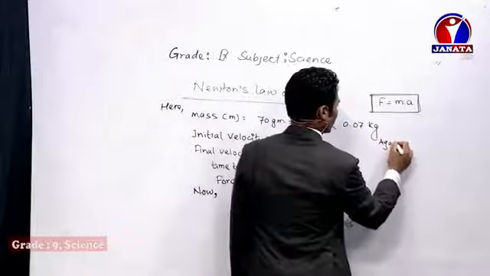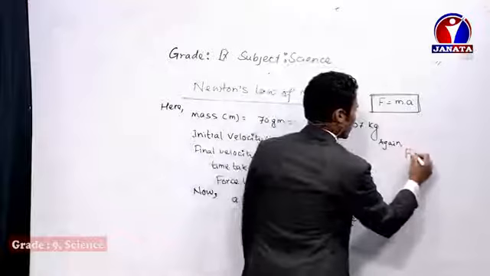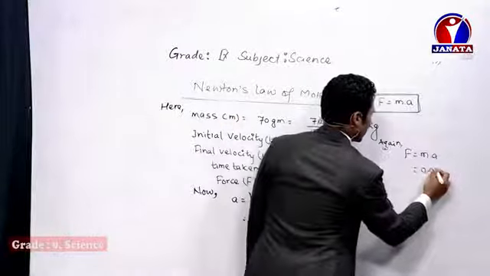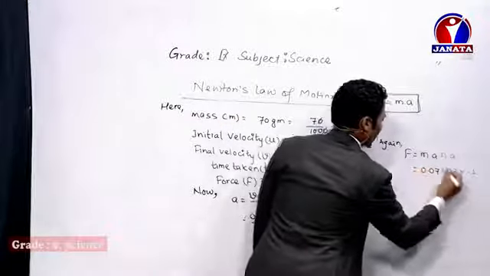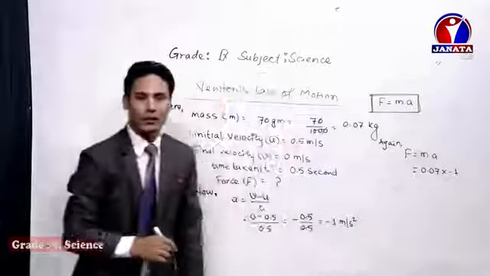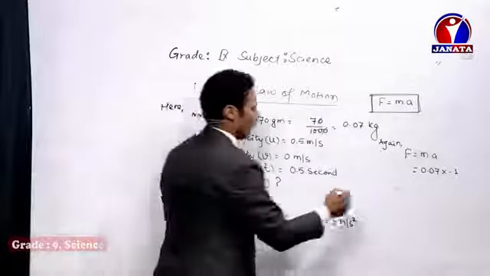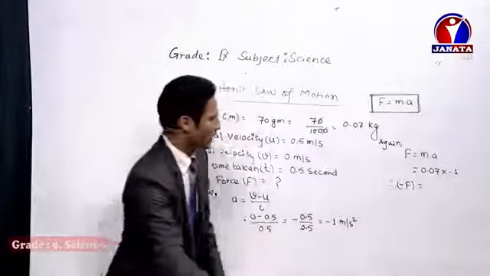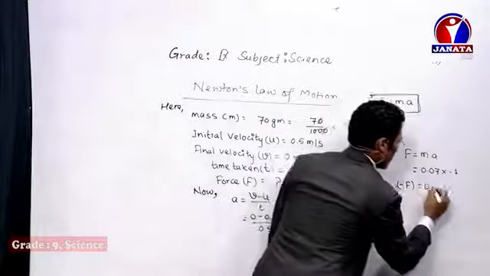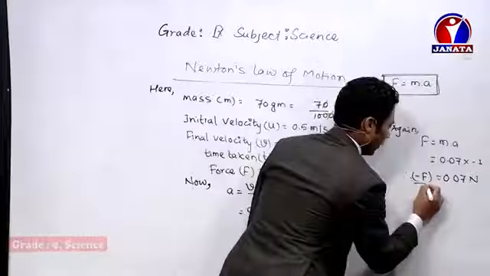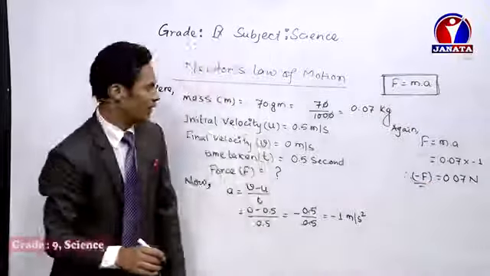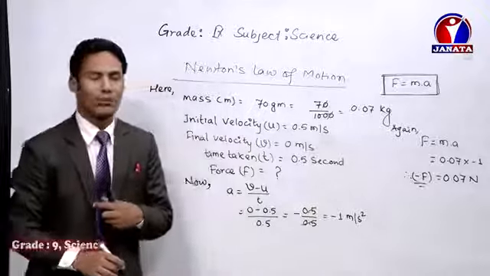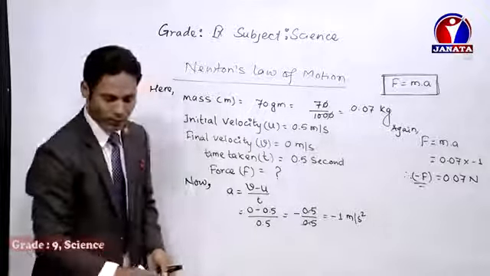Again, now we have the formula F equals to m into a. Mass is 0.07 and acceleration is minus 1, right? It is a retardation, so we need to mention this minus also. Therefore, minus F, it is called the retarding force. So this will be 0.07 Newton. So the retarding force applied on that ball is 0.07 Newton to bring it to rest. So like this we can solve the numerical problem.